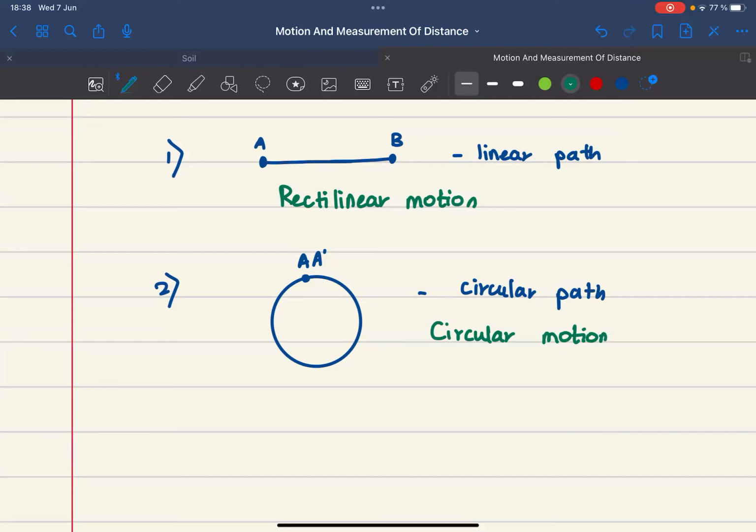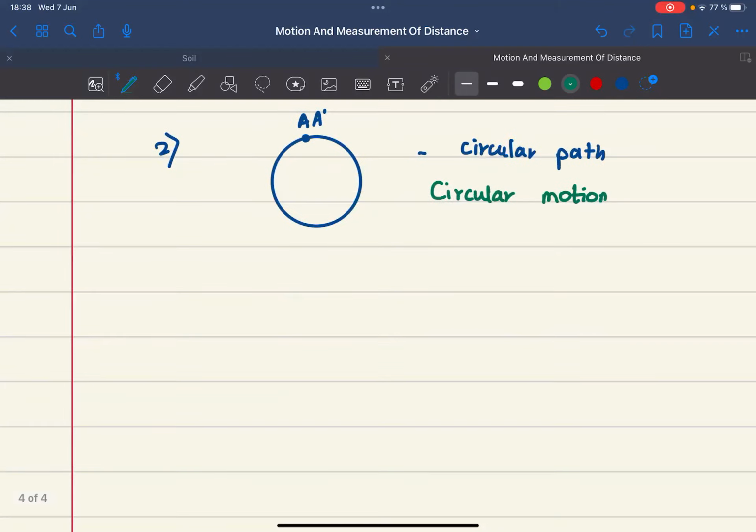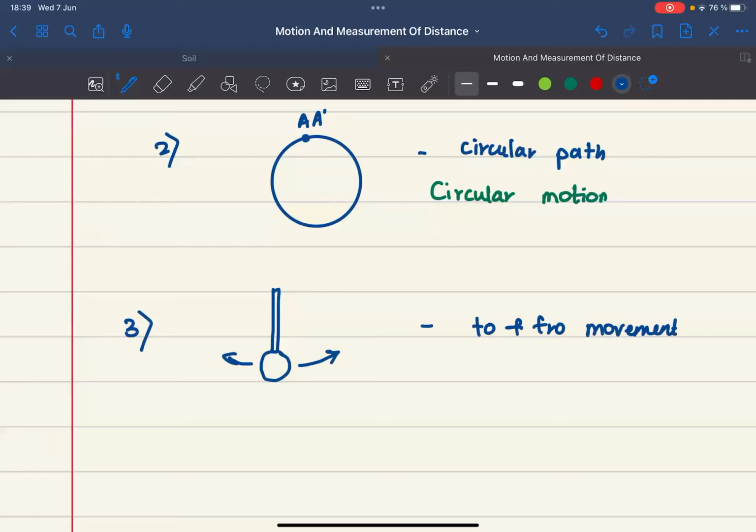When an object moves to and fro, front and back, for example, take a pendulum. A pendulum moves, comes back to its position, again moves, comes back to its position. So this is called a to and fro movement. So when an object moves to and fro, give me another example of to and fro movement. Let me see how creative you all are. Give me another example of going to a position and coming back to the same position.